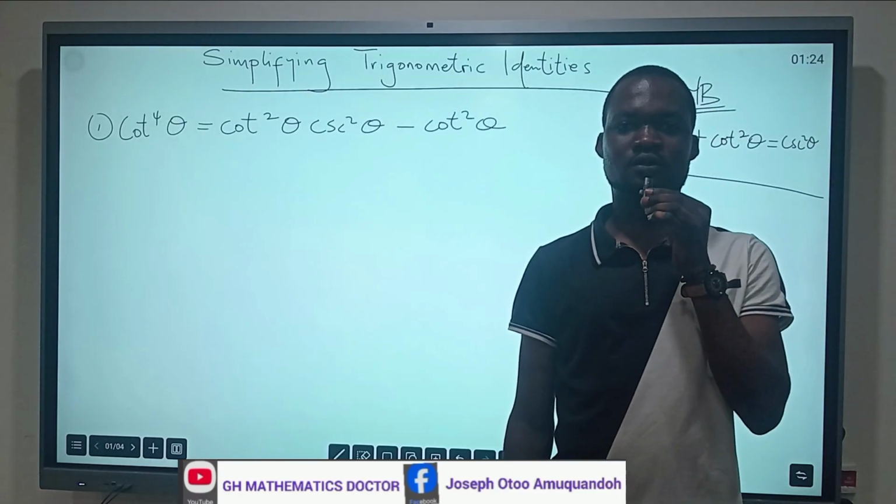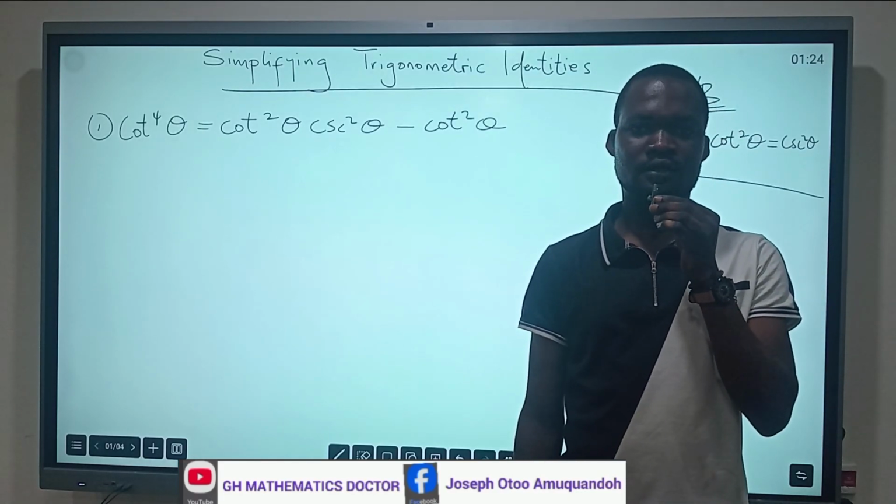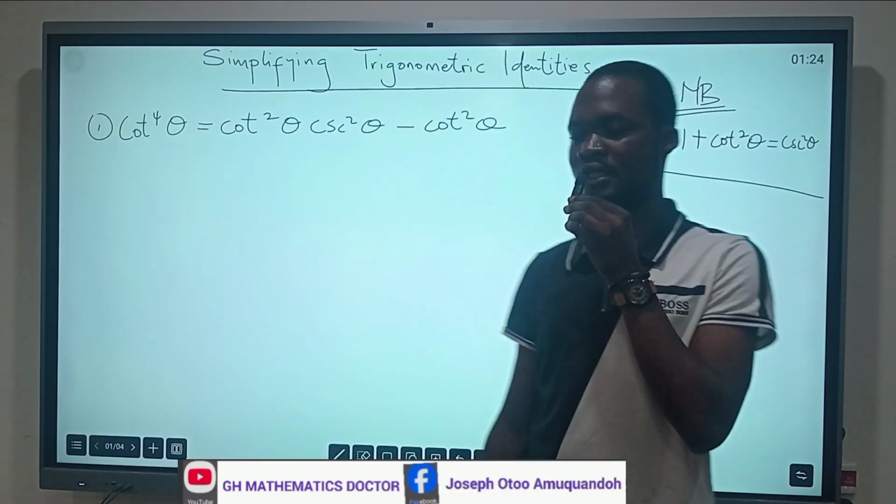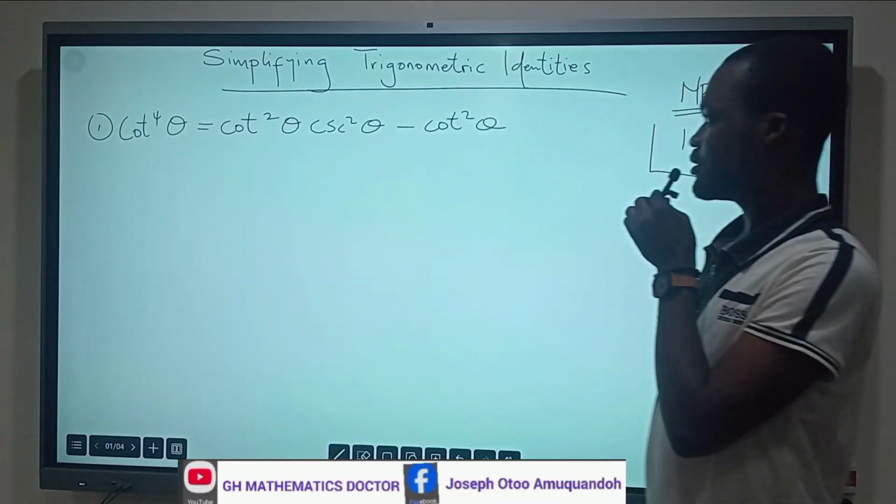I welcome you to the part 2 section of simplifying basic trigonometric identities. Let's have a look at these various examples.